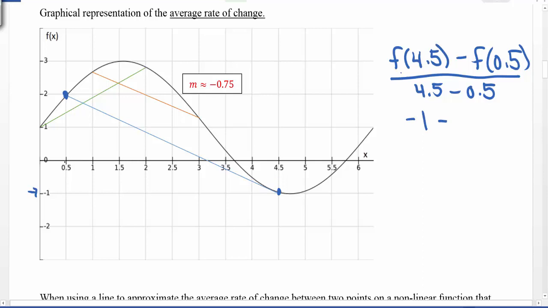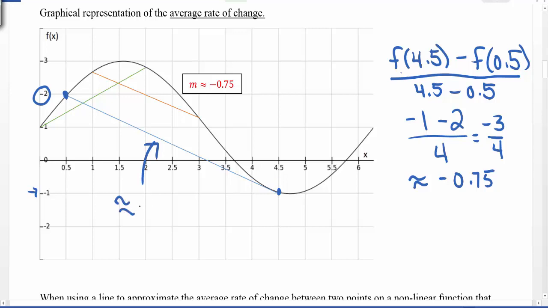Now I go to 0.5 and I go up to the corresponding value. That looks really close to 2. So I'm going to say that my y value is 2. And that's divided by 4.5 minus 0.5, or 4. So remember with negative numbers to be extra careful. -1 minus 2 is going to give me -3 over 4, or approximately -0.75. So the slope of this blue line is approximately -0.75.